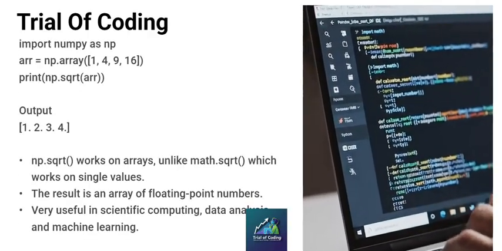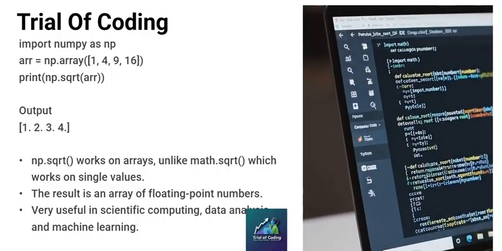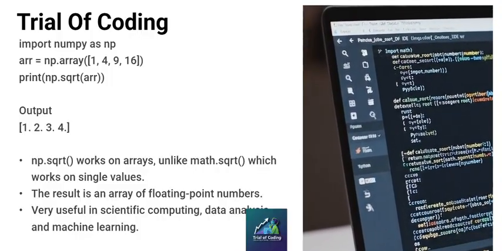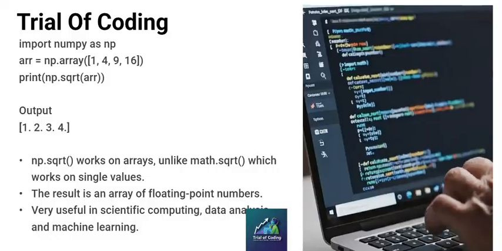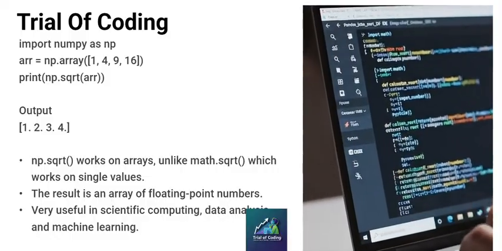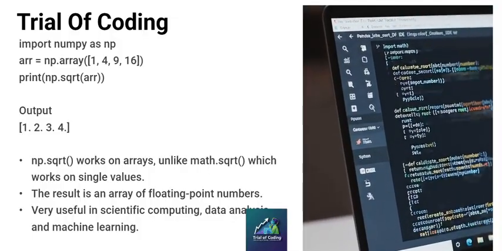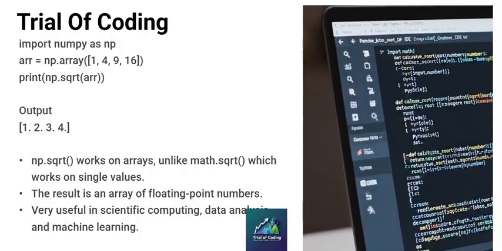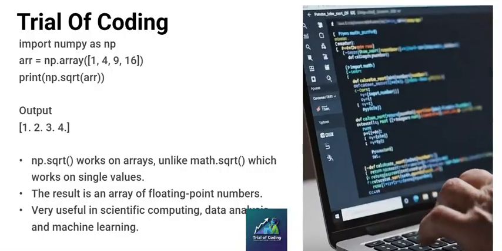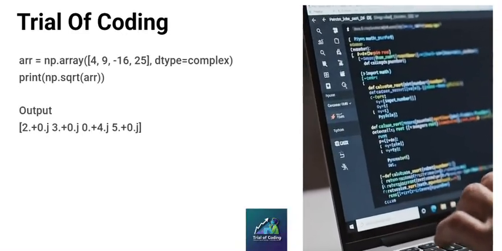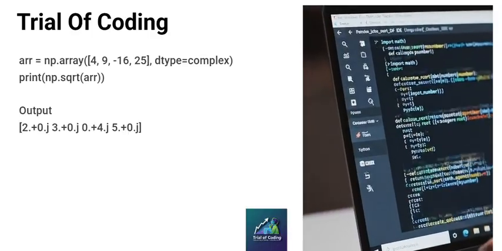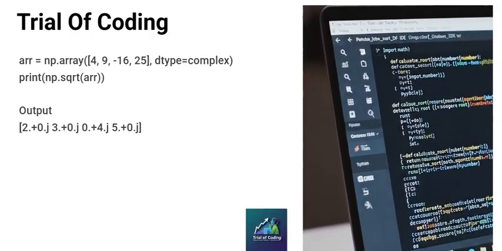If it's an array, use NumPy. numpy.sqrt works on arrays, unlike math.sqrt, which works on single values. The result is an array of floating point numbers. Very useful in scientific computing, data analysis, and machine learning. If the array contains negative numbers, using complex numbers returns a result.